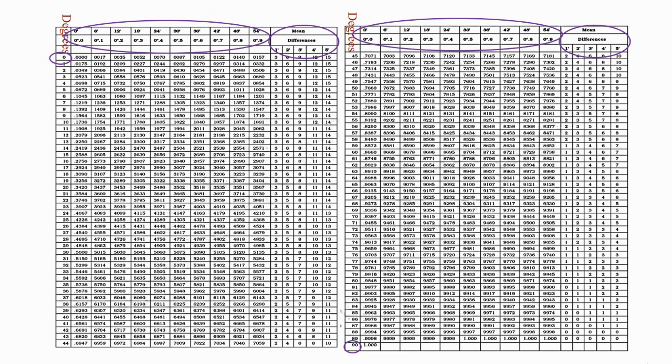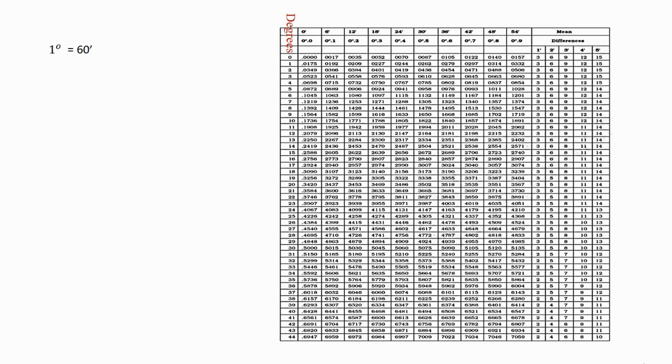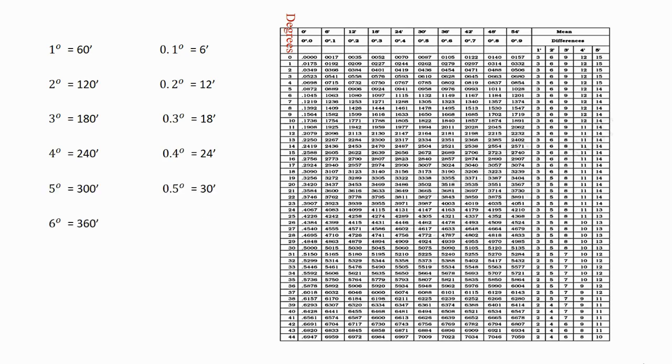Now student, first let's understand the conversion between degree and minutes. 1 degree is equal to 60 minutes. Therefore, 0.1 degree is equal to 6 minutes. 2 degree is equal to 120 minutes. 0.2 degree is equal to 12 minutes. Likewise, go on with the conversion. Lastly, you can observe 0.9 degree is equal to 54 minutes. Again, I move to 1 degree, that gives me 60 minutes.